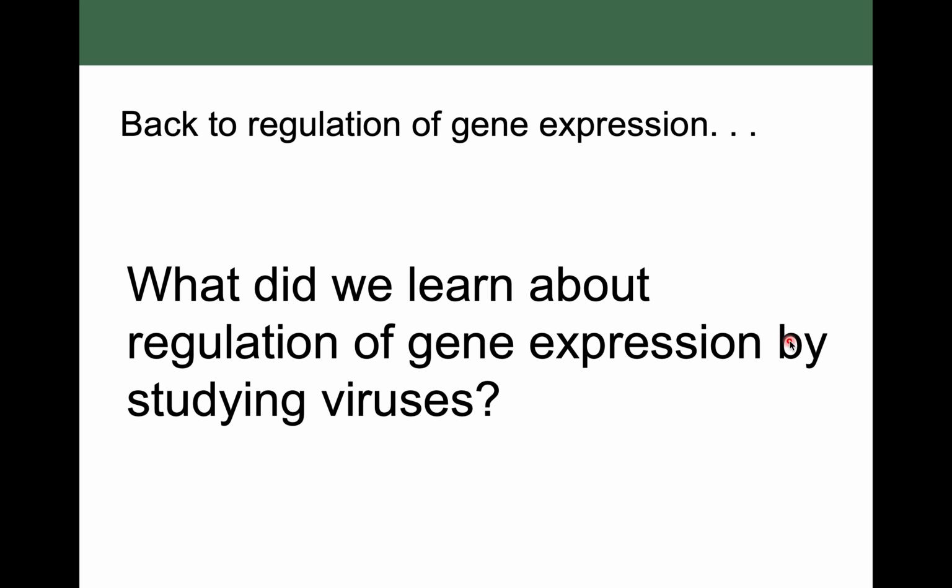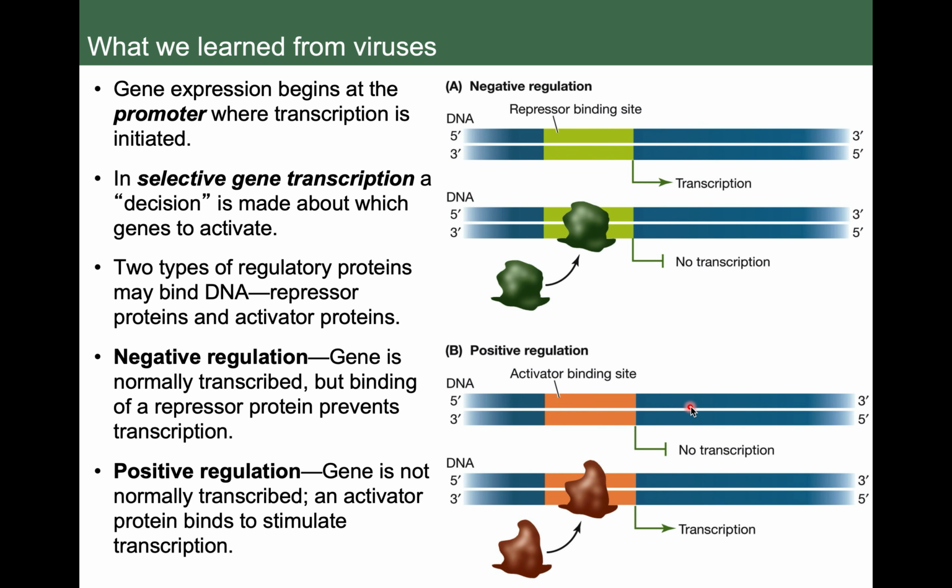Okay, so let's go back to this idea of gene expression. What did we understand from studying viruses about this whole idea of gene expression? And as I said before, we really learned some of just the basics. So, for example, we learned that in order for genes to be expressed, they need a sort of companion sequence called the promoter, which basically sits in front of every gene.